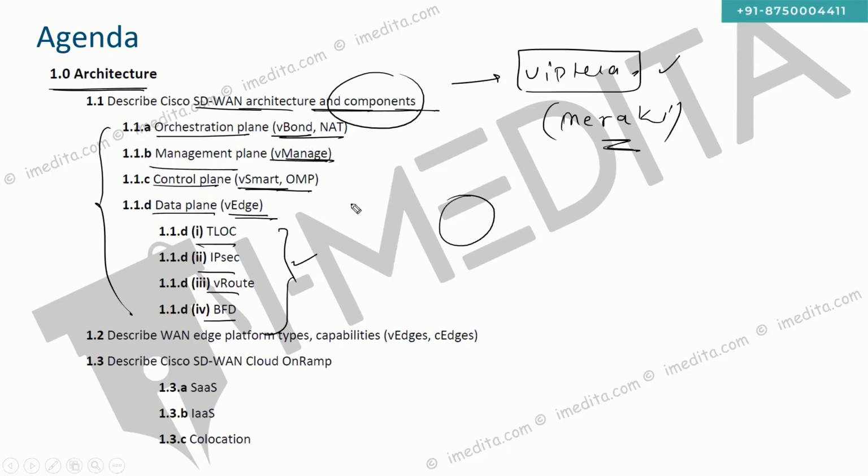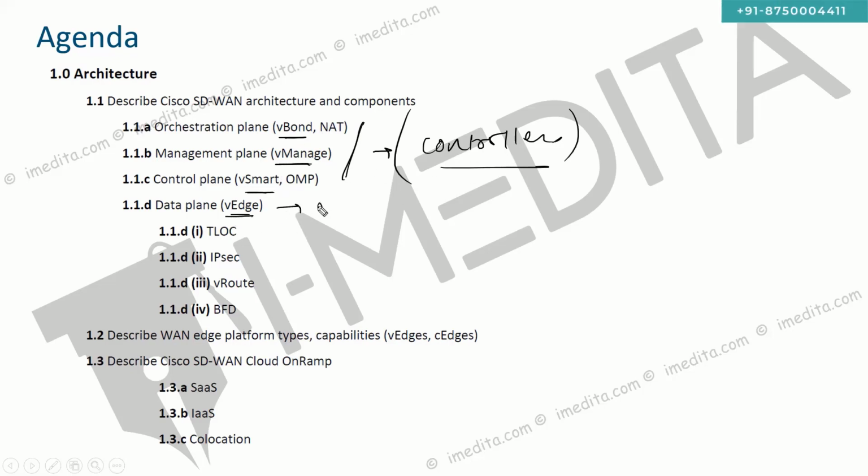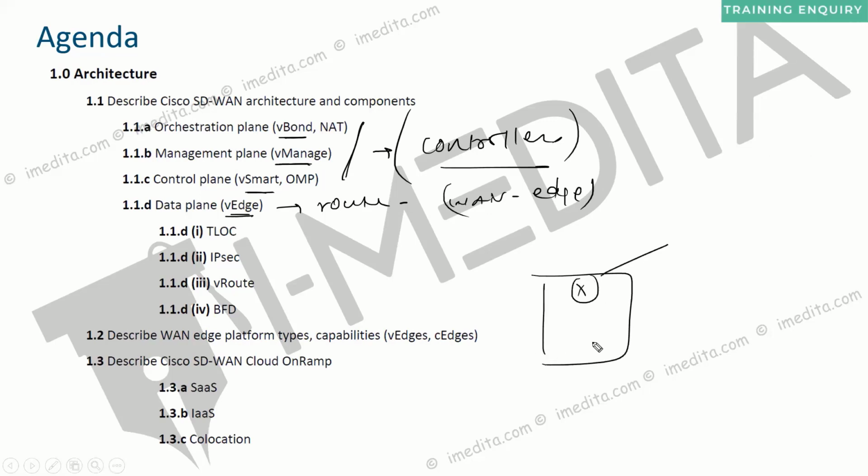Then we'll talk about what we refer to as controllers. We'll talk about that just in a moment. So vBond is a controller, vManage is a controller, vSmart is a controller. These three things are what we refer to as the controllers, and these are the routers. These are the WAN edge routers. These are the routers that we are going to deploy at the edge of our campus network.